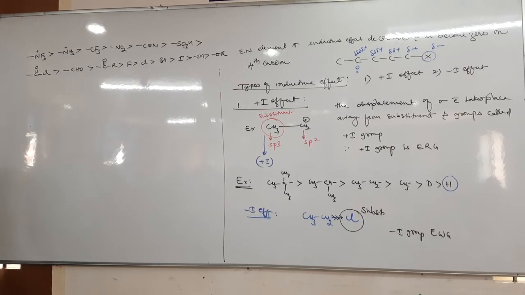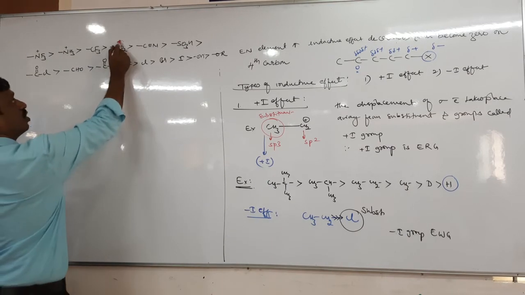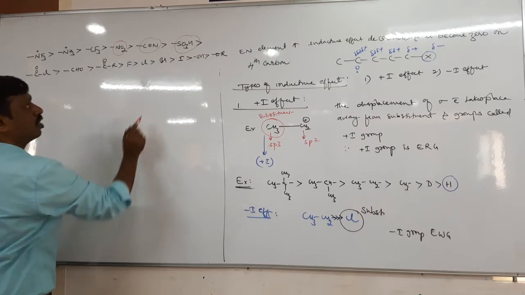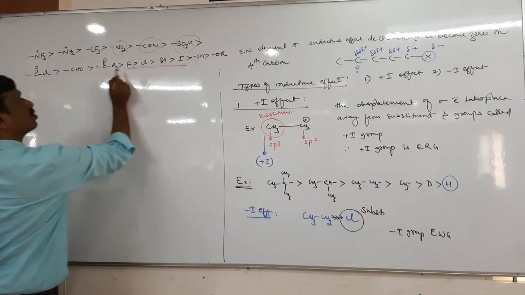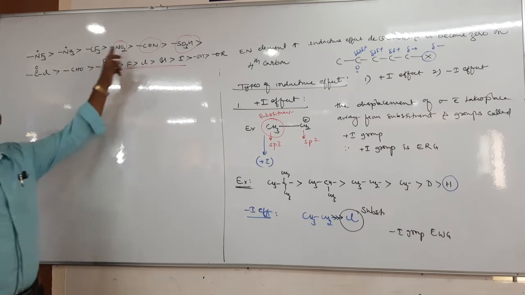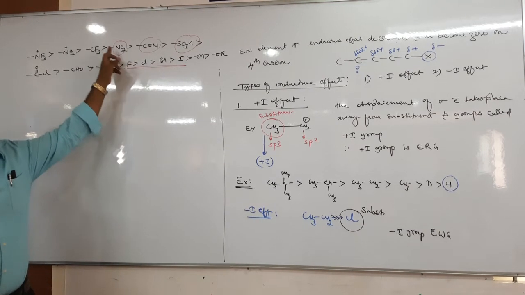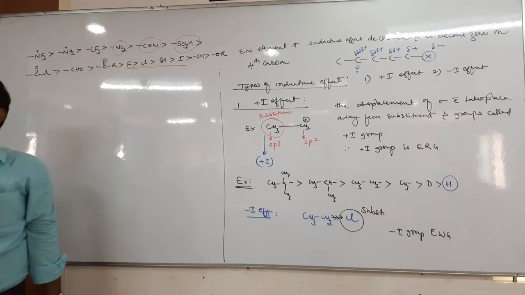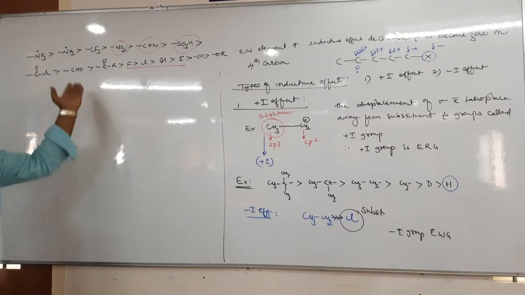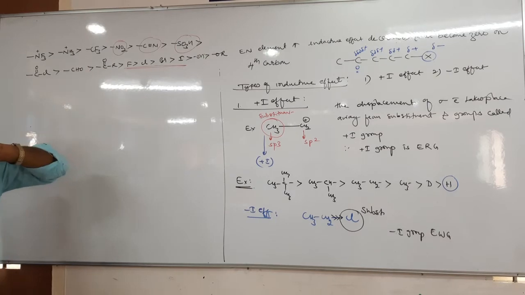Right, remembering the order is also important, but the majority of questions come on NO2, CN, SO3H and these. The question is like this: among these three, which of the following has more minus I effect? NO2, CN, chlorine. So remember, NO2 has the highest minus I effect, right?